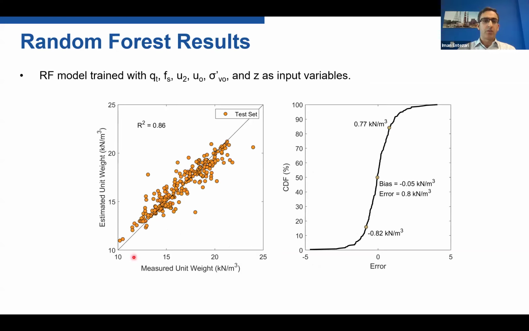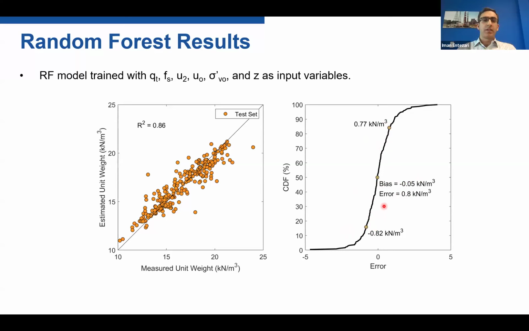So here you see measured versus estimated unit weight. So the correlation is high, R squared is 0.86. And this is the cumulative distribution function of errors. So basically the value at the 50th percentile can be considered as the bias of the prediction. So it's near zero, meaning that the model is not over or under predicting. And then the values at 16 and 84 percentile could be considered as plus minus 1 standard deviation. So we took the average of these two values as the final error, which is basically the error with sort of 68% confidence interval band.